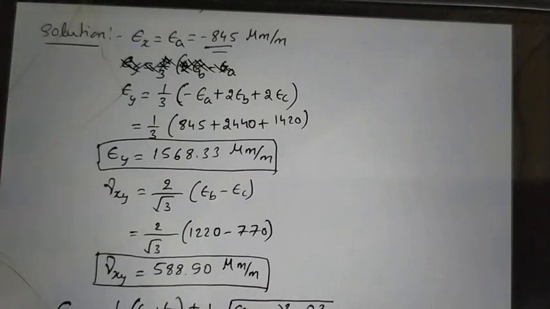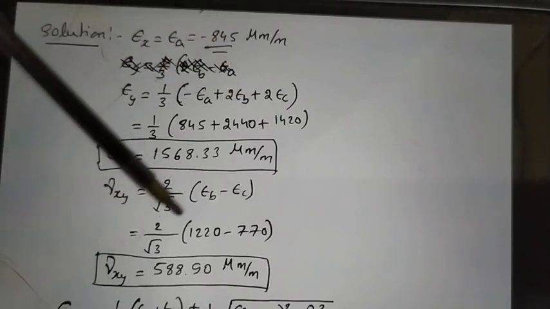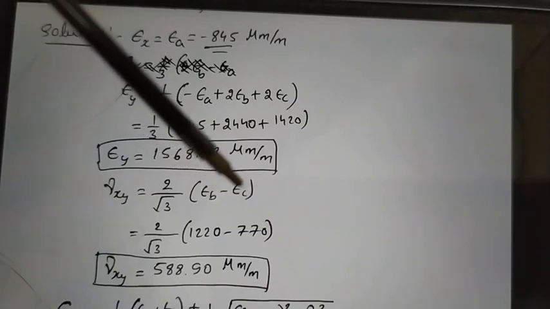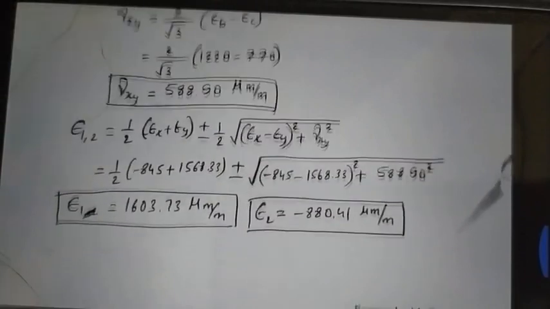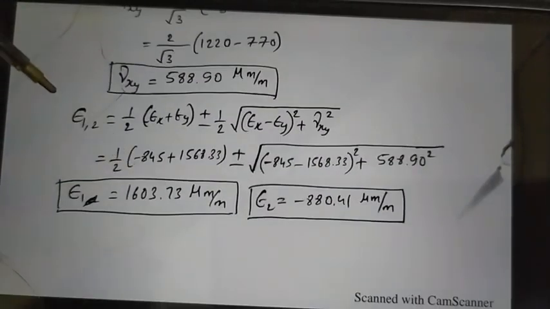So these three equations are very important: epsilon x which is equal to epsilon a, epsilon y which is equal to 1 by 3 of this term, and gamma xy is equal to 2 by root 3 into epsilon b minus epsilon c. So these three equations you have to remember. Okay, just substitution. Next, you have to remember the principal strain equation.